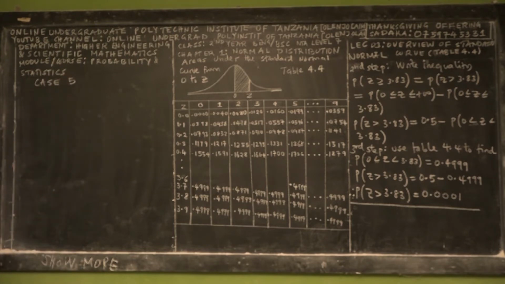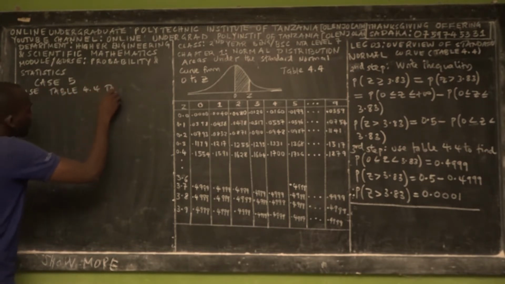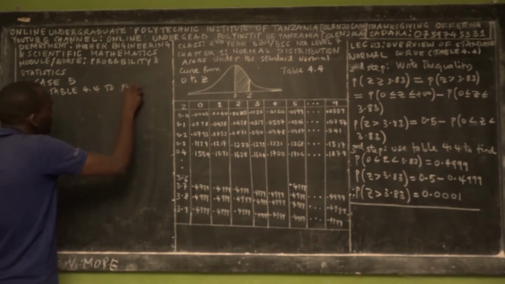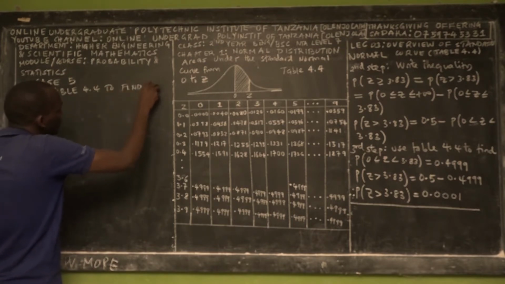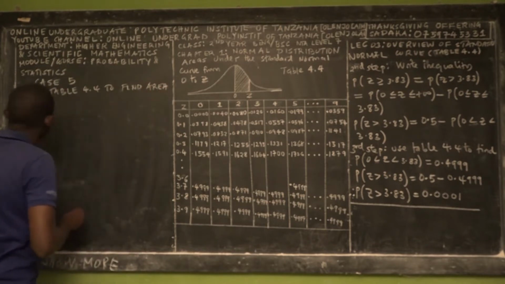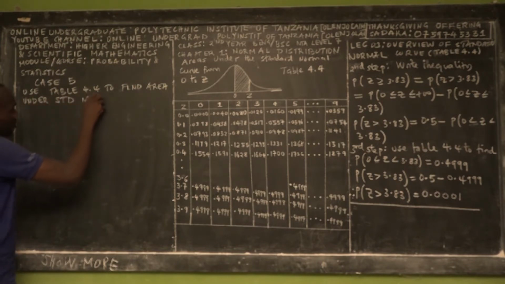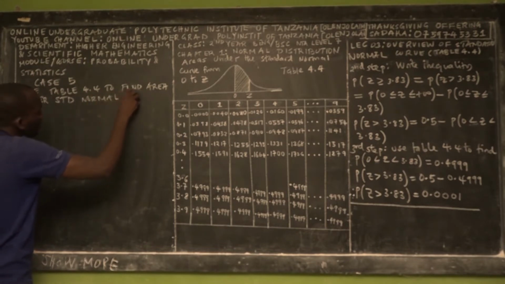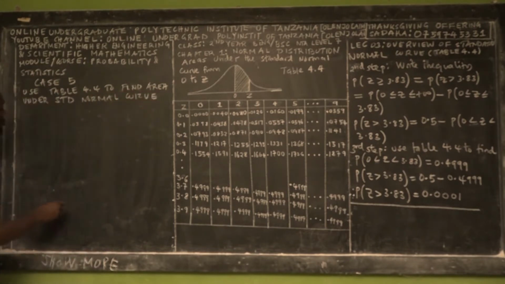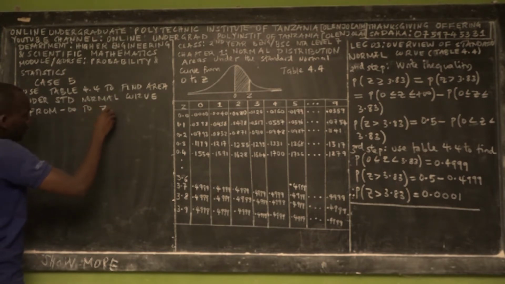So case 5: use table 4.4 to find the area under the standard normal curve from negative infinity to 3.1.